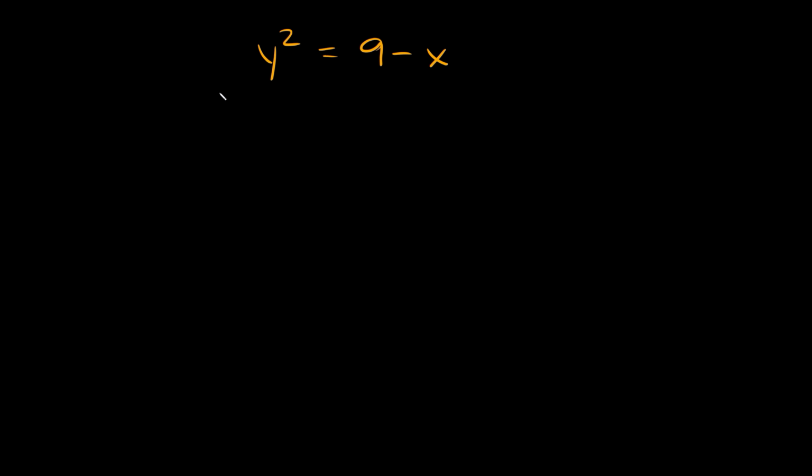All right, let's just do 2 last examples here. So here we have y squared is equal to 9 minus x. So again, in order to find the x-intercept, we're going to set y equal to 0. And to find the y-intercept, we're going to set x equal to 0.